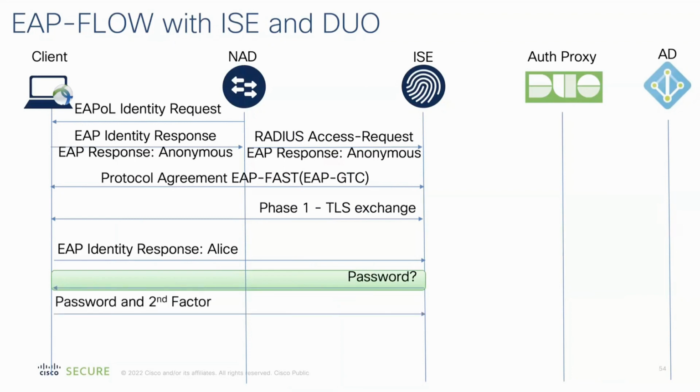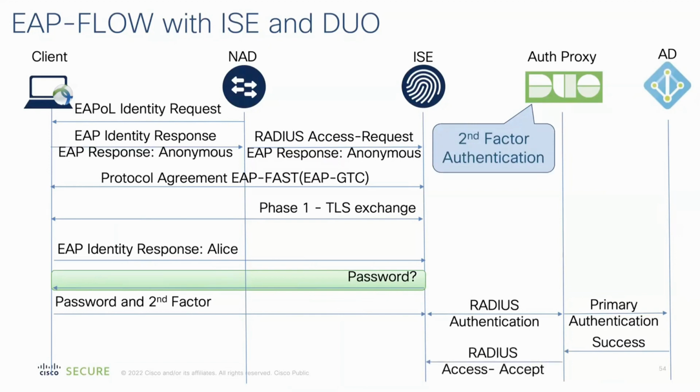Once the credentials are validated, we send the second factor authentication to the Duo Authentication Proxy, and the Duo Authentication Proxy in turn sends it to the on-prem Active Directory for the primary authentication. Then, as part of second factor authentication, it sends a push notification. Once both the primary authentication and secondary factor authentication are successful, it gets the RADIUS Access-Accept. That's how ISE can enforce a VLAN, SGT, DACL, ACL, and so on, on the user's network access device session.